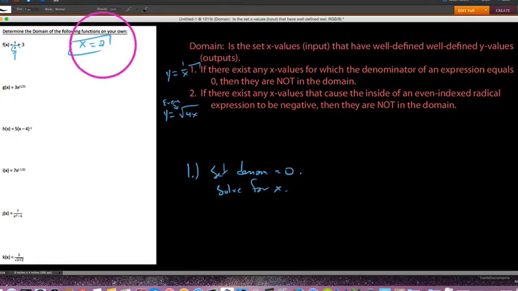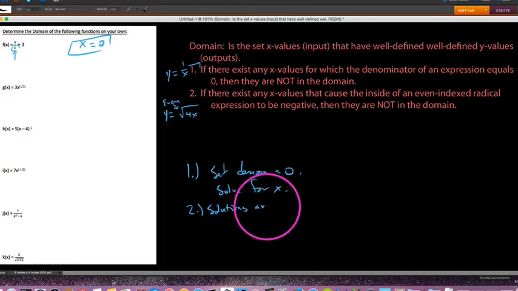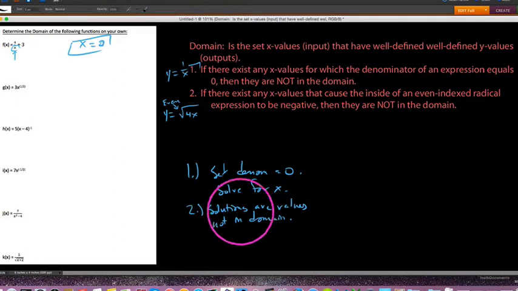Well, the nice thing here is that it's already solved for. We say x equals 0. So we'd say the solutions are values not in the domain, because remember, these are the values that cause the denominator to be 0.